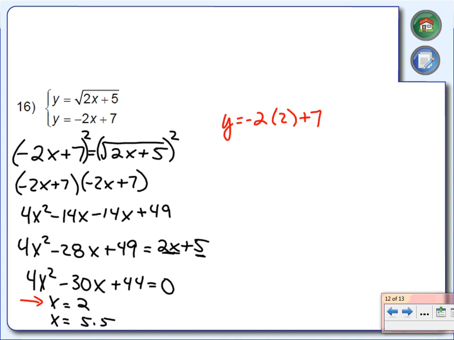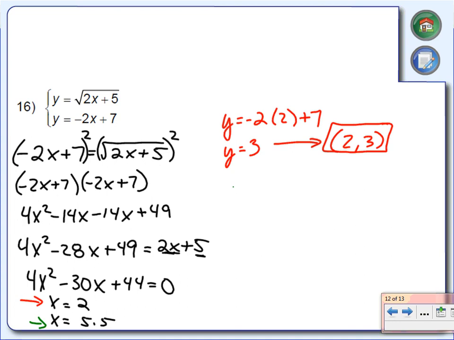We're going to see what happens here. So negative 2 times 2 plus 7. What would you get if you did negative 2 times 2 plus 7? Nope. It's negative 2. Oh. 3. Positive or negative 3? Positive 3. Which means we're going to end up with the ordered pair 2, 3. 2 is the x, 3 is the y. So that's one of our solutions. That's one ordered pair that's going to make both equations true. Let's find the other, 5.5.